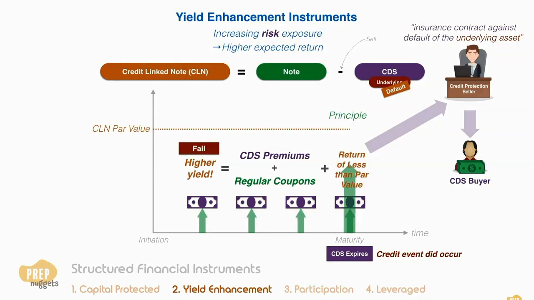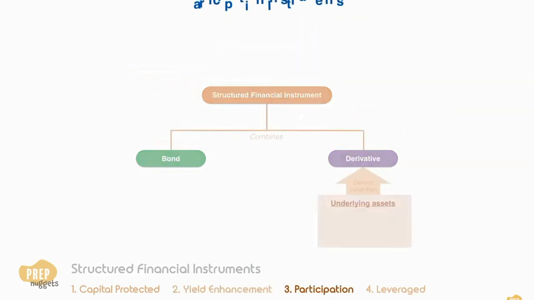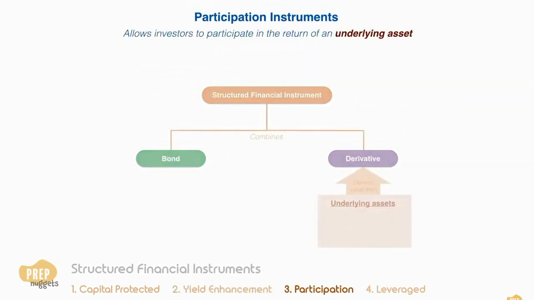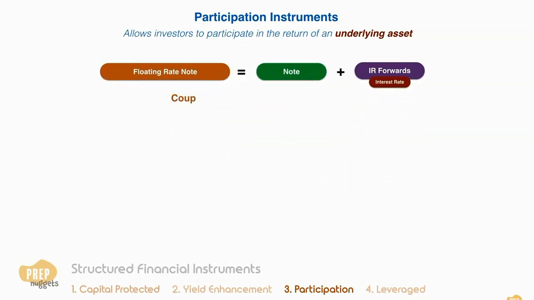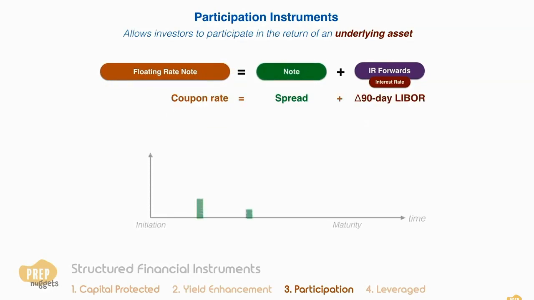Let's move on to the third category of structured financial instruments. A participation instrument is one that allows investors to participate in the return of an underlying asset. A floating rate note can be viewed as a type of participation instrument. Its payoff can be viewed as a regular fixed coupon note combined with interest rate forwards. As we've learned earlier, the coupon rate of a floating rate note is usually calculated based on a spread, plus the reference rate, which is usually the Libor rate. The regular fixed coupons from the note provide the spread to the FRN. The returns from the Libor rate are captured by the interest rate forwards, thereby making adjustments to the regular coupons. This gives us floating rate coupons that participate in the movement of interest rates.